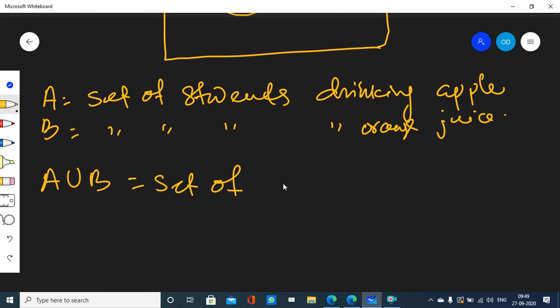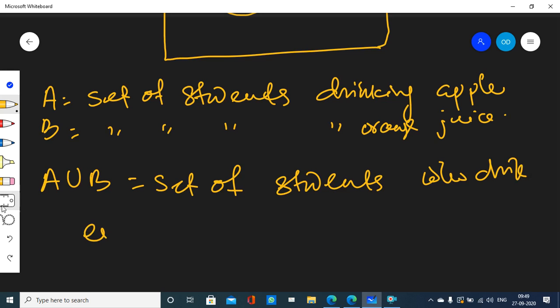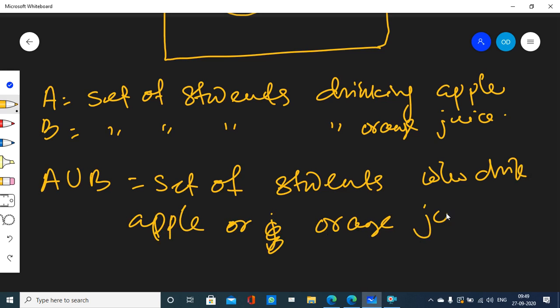Okay. So the set of students who drink apple or orange juice. Any student who drinks apple or orange, they will have to be inside A union B.